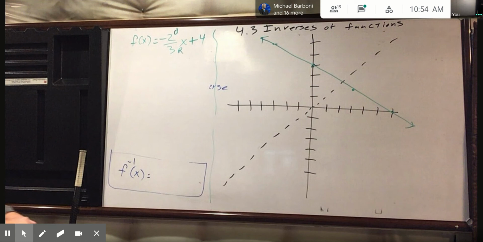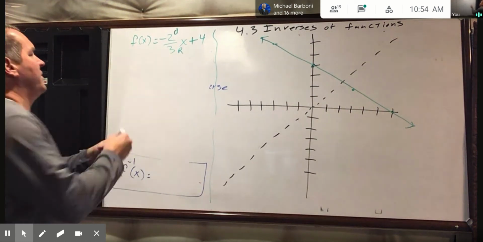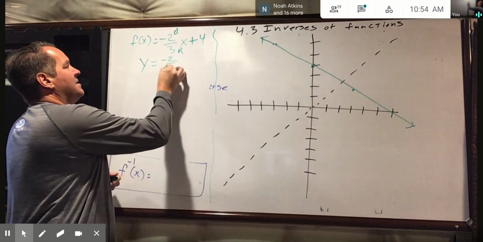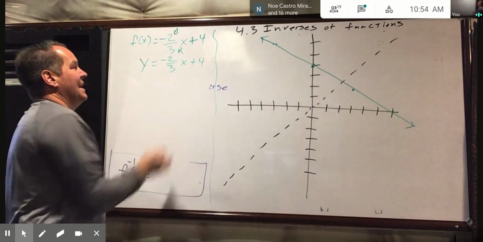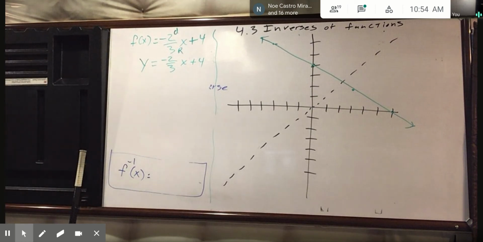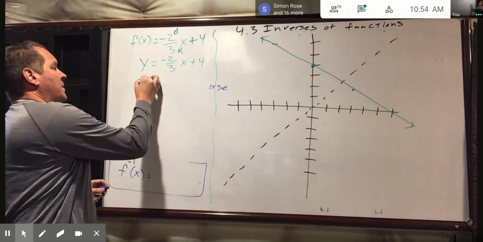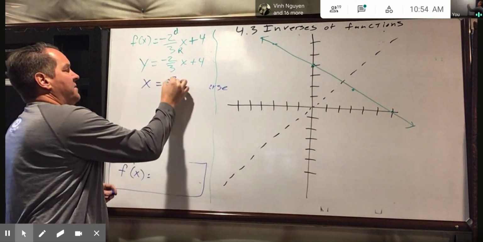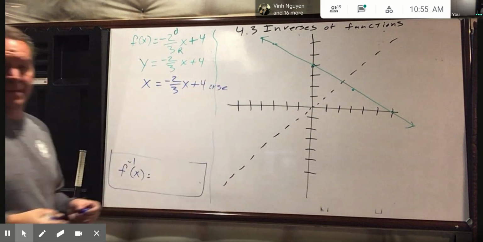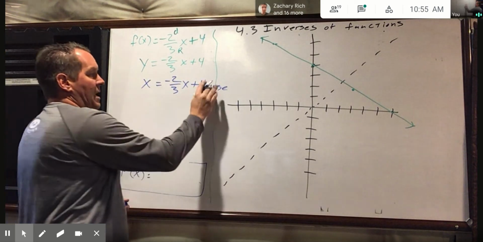All right. I'm going to rewrite this equation with a y. y equals negative 2/3 x plus 4. That's the exact same function. And now I'm going to switch marker color, and I'm going to go to my blue marker. I'm going to switch these. I'm going to go x equals negative 2/3 y plus 4. That starts the inverse process.